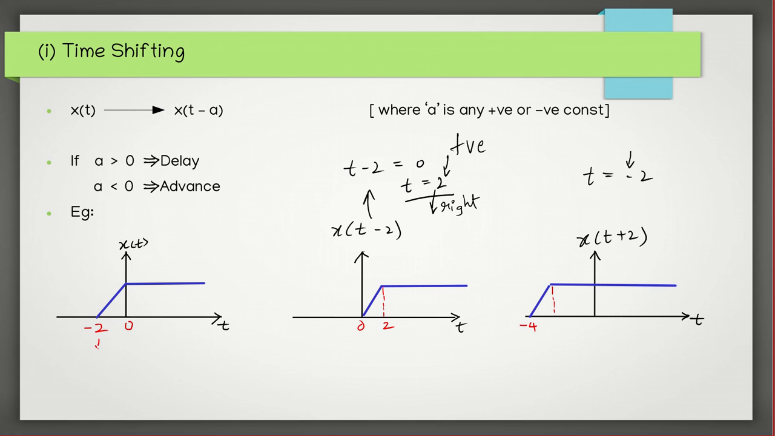Earlier it was minus 2. By shifting more 2 units over to the left side, it has become minus 4, and this thing is minus 2, and this is the origin. Okay, so this was the time shifting property.